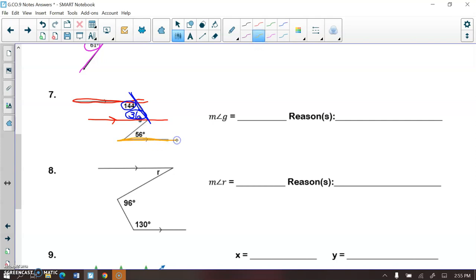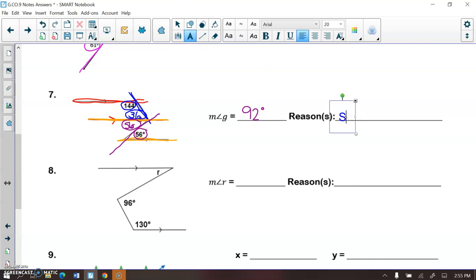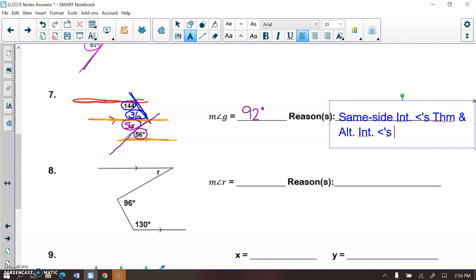Looking at these two parallel lines cut by this transversal, this 56 degree angle and the other part of angle G are alternate interior angles, and alternate interior angles are congruent, so that is 56 degrees. Adding 36 and 56 degrees together, I get the measure of angle G is 92 degrees, and I use two different types of reasoning. That was same side interior angles theorem, and I used the alternate interior angles theorem.